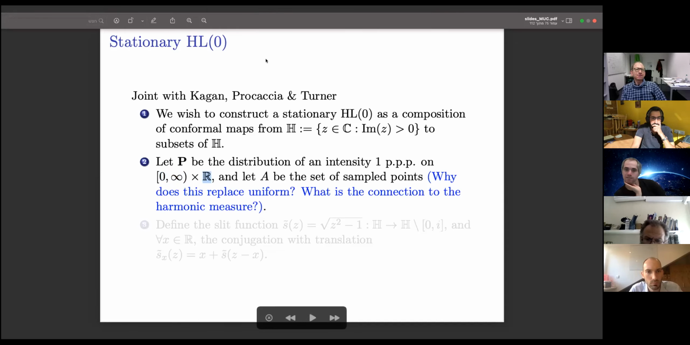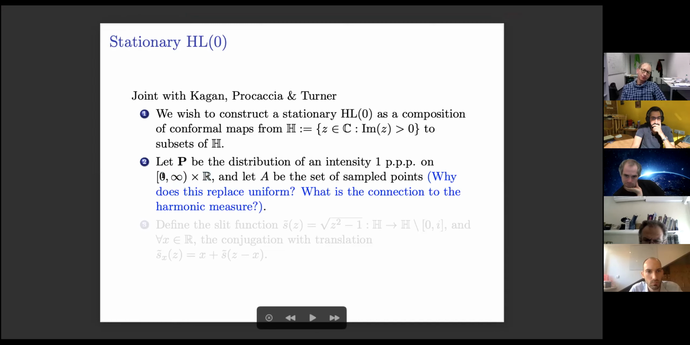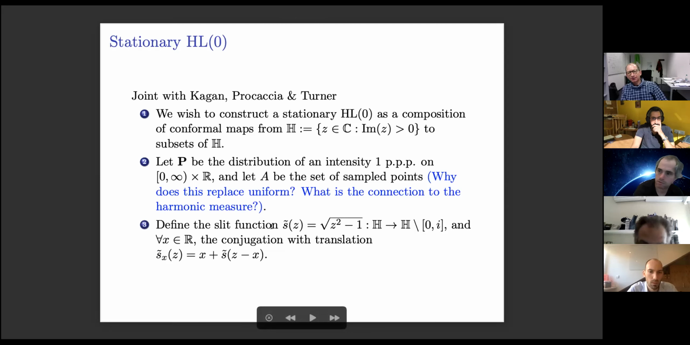So that's the Poisson point process, and A would be the random set of points sampled by the Poisson process. We will discuss it later, and then we define the slit function as s tilde of z equals the square root of z squared minus 1. What does the slit function do? The slit function takes the entire half plane into the half plane minus the interval from 0 to 1. So I just add a little interval to the line. That's this s tilde, and we want to do it not only at 0 but at any point. So s tilde x is the same thing, and so it's a conjugation.